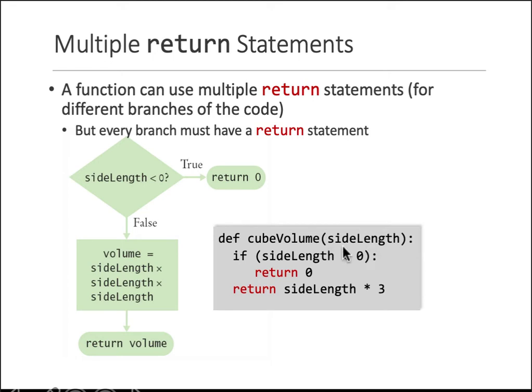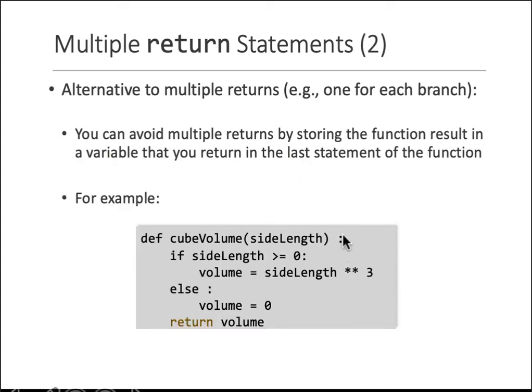Now let's say side length is 4. Is 4 less than 0? No, it's not. So it will never execute this line. It will come down here. Return what? 4 to the power of 3. Again, there's a typo. I think the next slide is, yeah, this is right. So 4 to the power of 3 is 64, right?